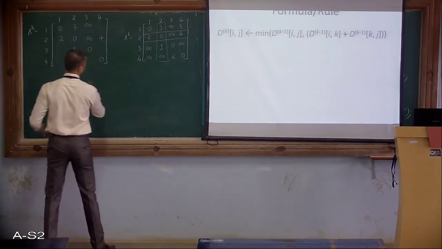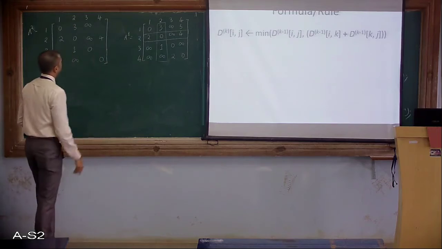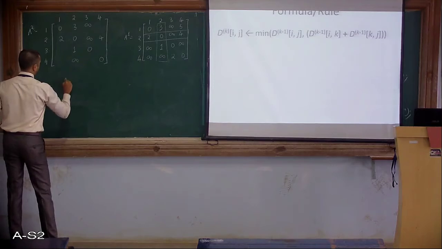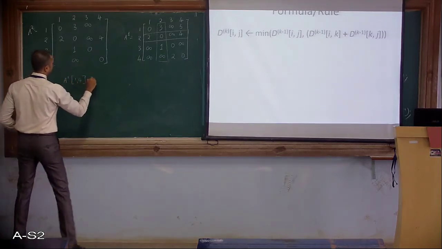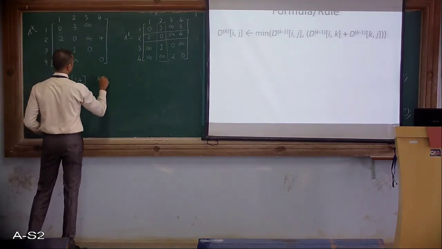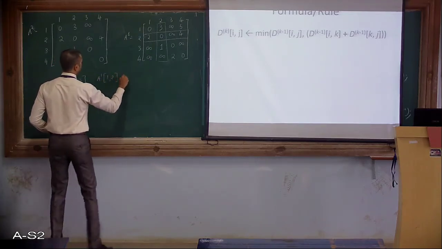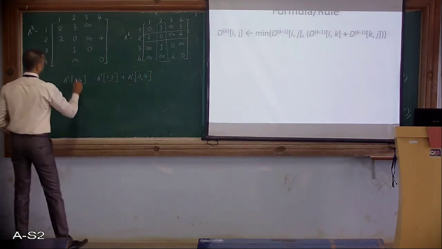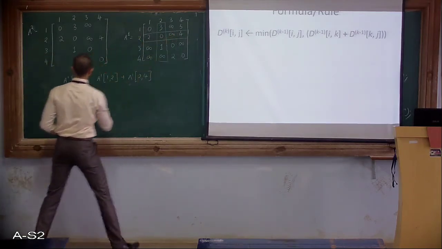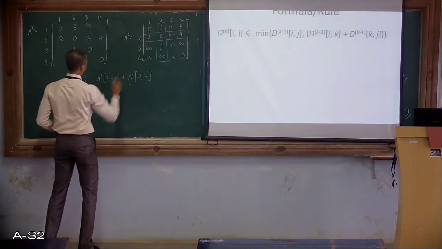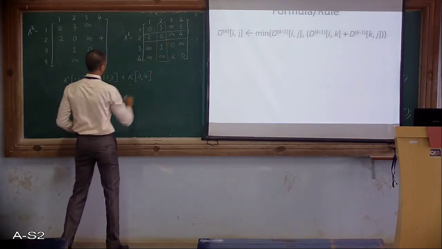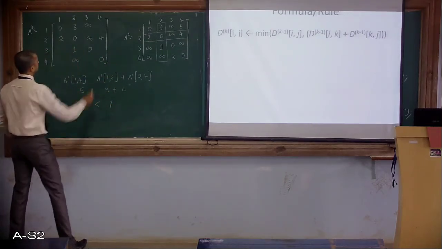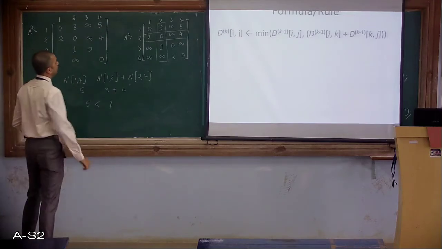Next, 1 to 4. A1, 1 to 4. The intermediate vertex is 2. So it is going to be A1 of 1 to 2 plus A1 of 2 to 4. What is 1 to 4? 1 to 4 is 5. 1 to 2 is 3 plus 2 to 4 is 4. So this is 7 and this is 5. 5 is less than 7, so I'm going to write 5 here.